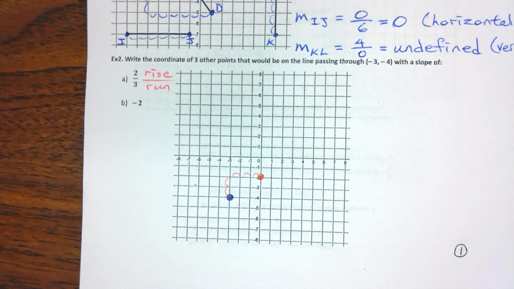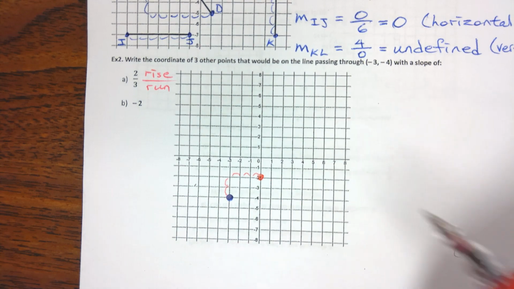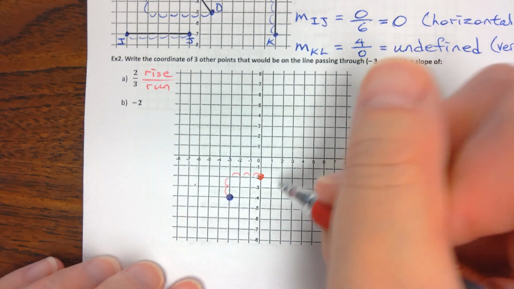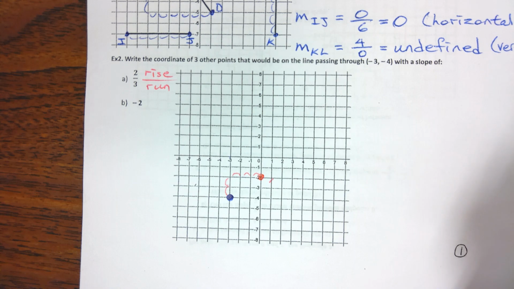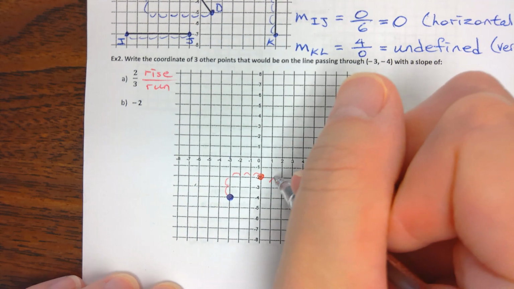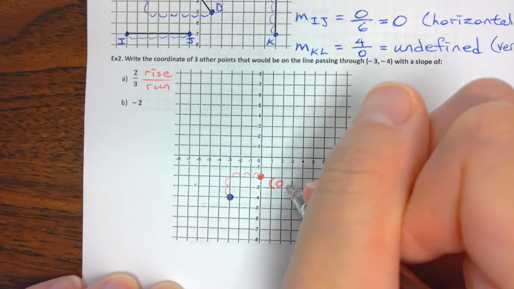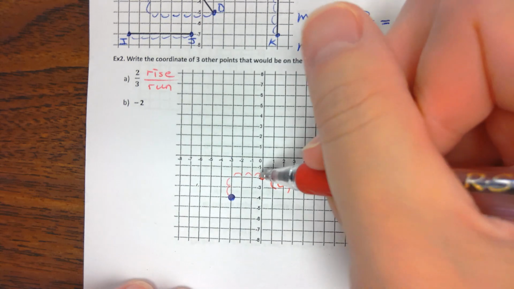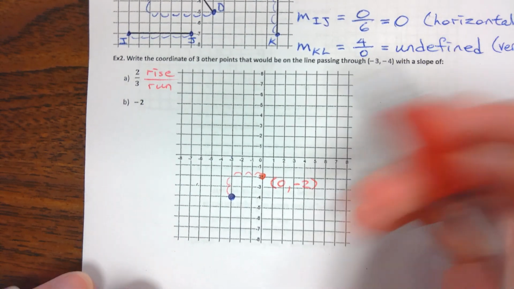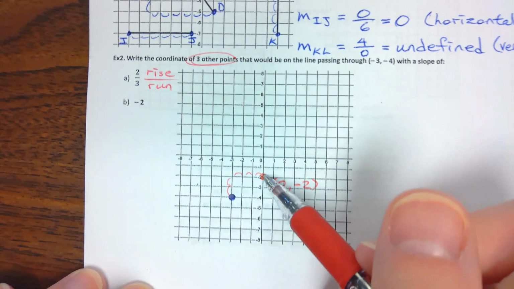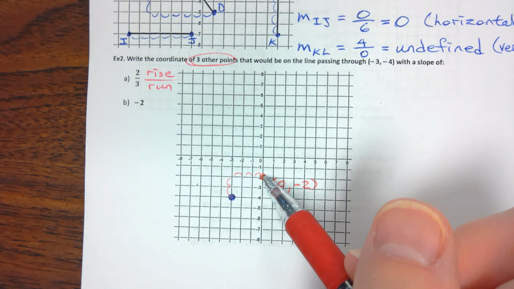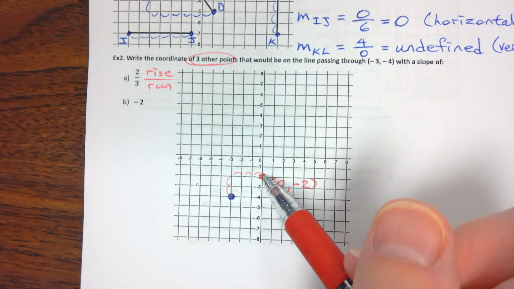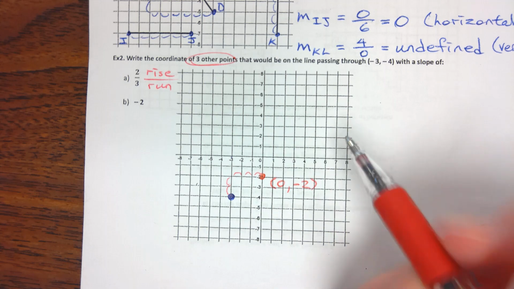What's the coordinate of this point? Negative. What comes first in the alphabet? Right, x comes before y, so 0, -2. Right. But I want 3 points. So what should I do? Extend the line. I can keep going.